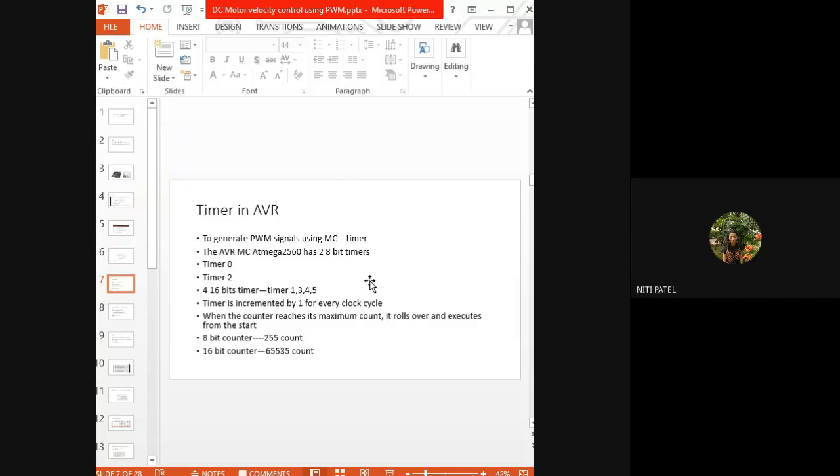Now, next we will see what the timers in AVR are. What is AVR? It is nothing but the architecture that is used in ATmega 2560. जो आपका माइक्रो कंट्रोलर है 2560, उसमें कौन से timers use हो रहे हैं, that we are going to see now. What are these timers in AVR? They are used to generate this pulse width signal.